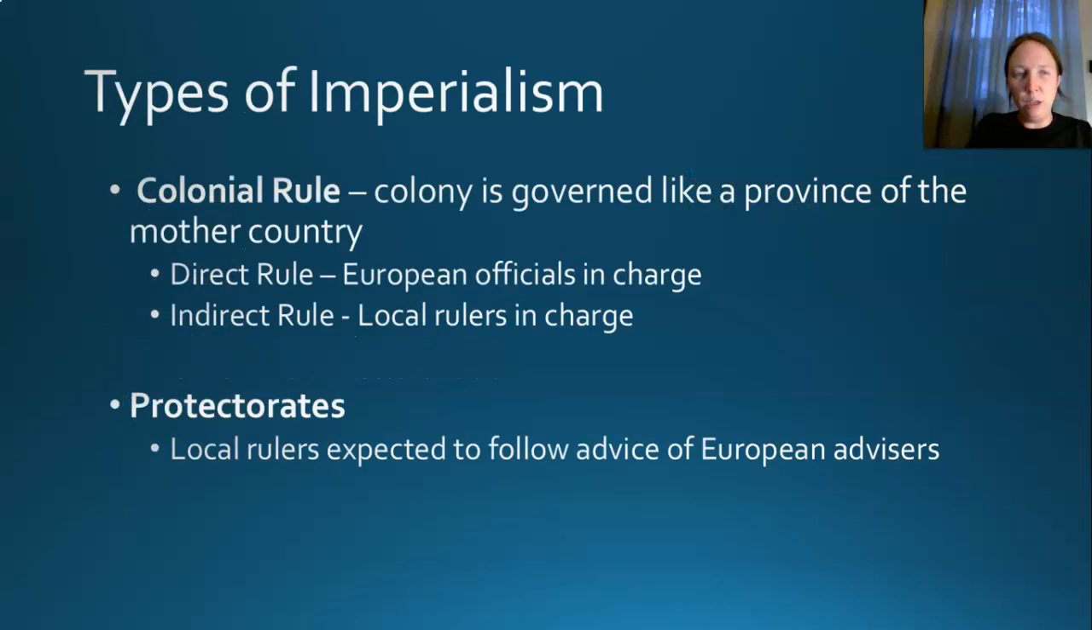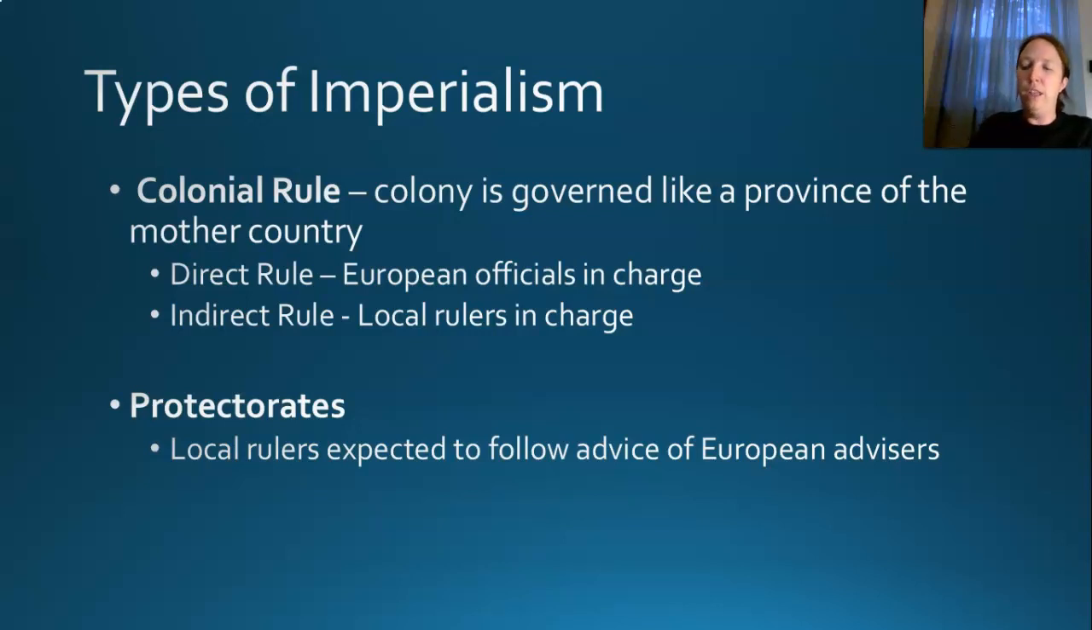There are two types of imperialism we're going to focus on. To an extent, there's a third. We'll refer to that later. But the first type is colonial rule, and the second type is a protectorate. In a colonial rule setting, a mother country is governing a colony just like it's a province of itself. So one way of doing this is direct rule. For example, when the British took over the American colonies, they would actually send British officials, Europeans, to America to govern there. So the European officials themselves were in charge of this land. They would actually go there and control things.